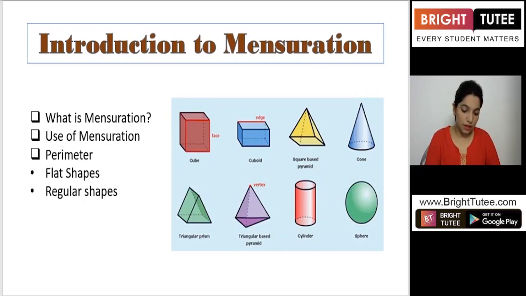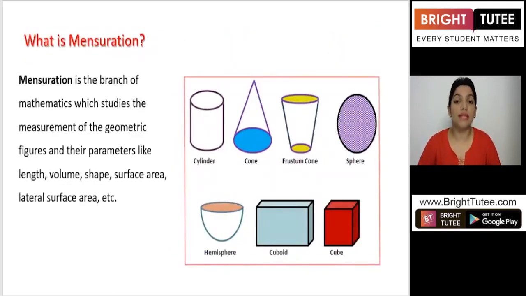Right, so let us begin with the first question: what is mensuration? Why are we even learning about mensuration? It says that mensuration is the branch of mathematics which studies the measurement of geometric figures and their parameters like length, volume, shape, surface area, lateral surface area, etc. So when you hear the word mensuration, this word means measurement. Wherever you are measuring anything, it comes under this topic of mensuration.